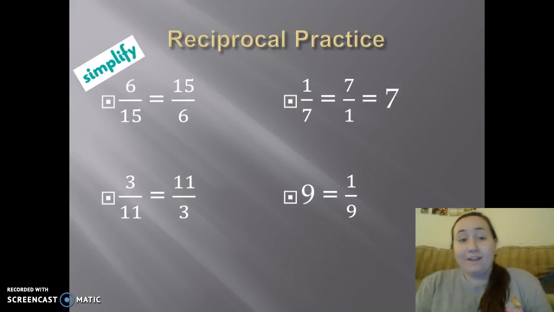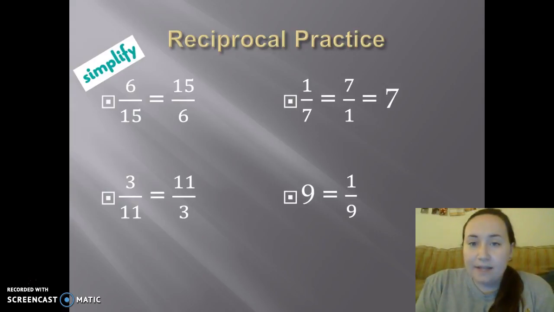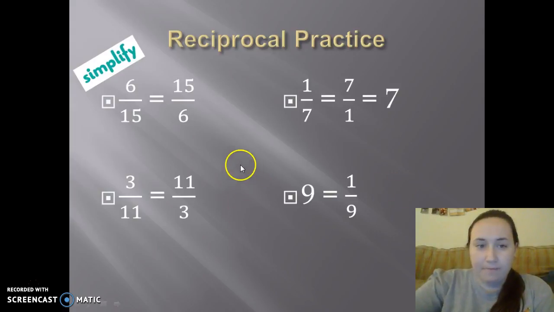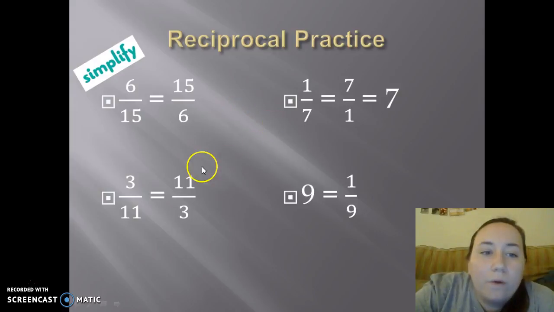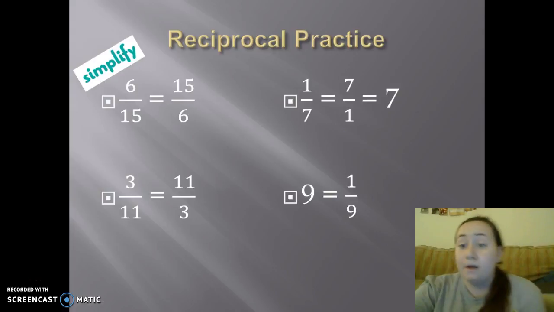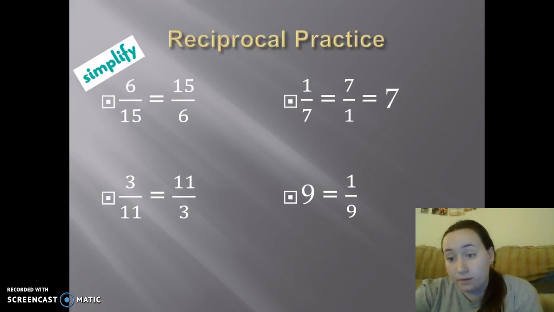Okay, so here are the answers. Let's discuss one or two just as examples. Let me think of one that would give you a problem. Probably this one right here. So for example, 1/7 is equal to 7 over 1. Remember, we can simplify 7 over 1 because any number over 1 is just the whole number. So it's going to be 7 right here.